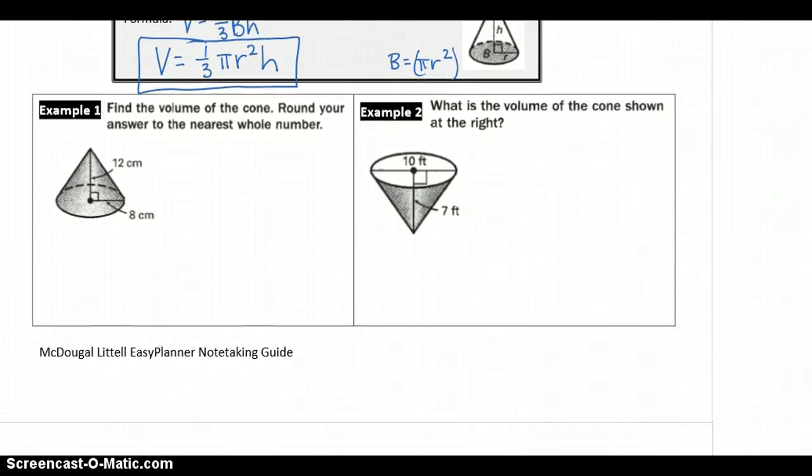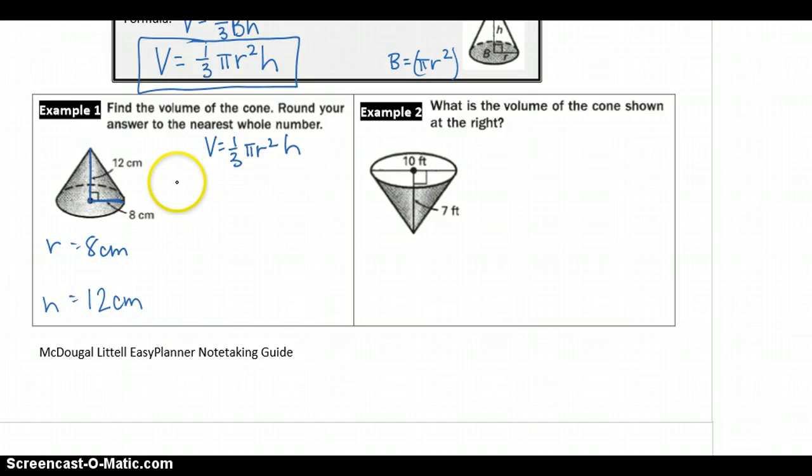So let's try it out on example number 1. Find the volume of the cone and round your answer to the nearest whole number. So the formula for the volume of a cone is V equals 1/3 pi r squared h. So we need to find r and we need to find h. Well, the radius of the circle here is given to us to be 8 centimeters, and the height from the center of the circle to the top of the cone, or the point, is given to us to be 12 centimeters. So we just have to plug these into our equation.